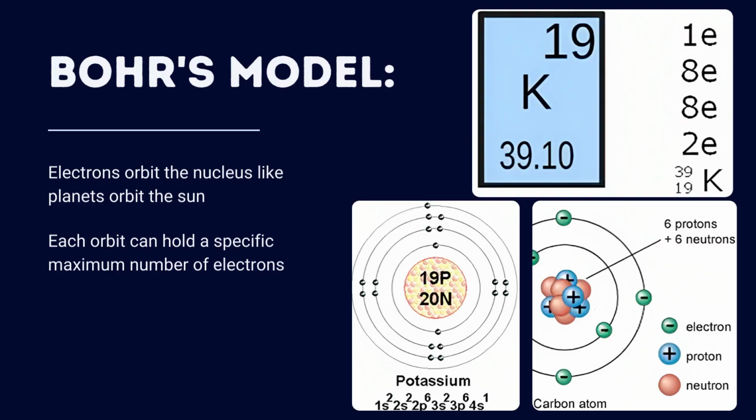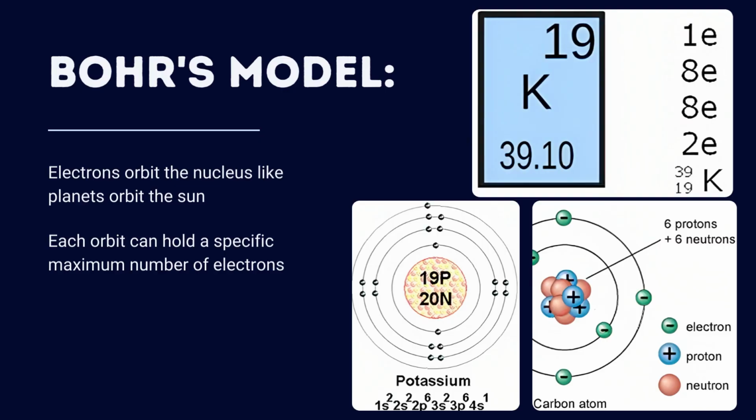According to Bohr's model of the atom, electrons move around the nucleus of an atom in specific orbits, much like how planets orbit around the sun. Each of these orbits, or energy levels, can hold a specific maximum number of electrons. The closest orbit to the nucleus has the lowest energy and can hold a maximum of 2 electrons, while the outermost orbit has the highest energy and can hold up to 8 electrons. This model was the first to explain the spectral lines of hydrogen and laid the foundation for further development in quantum mechanics.